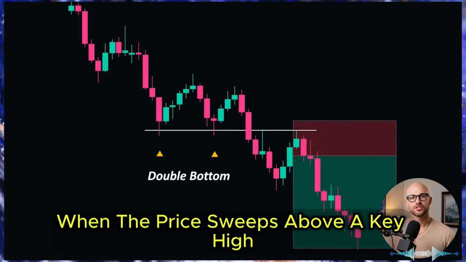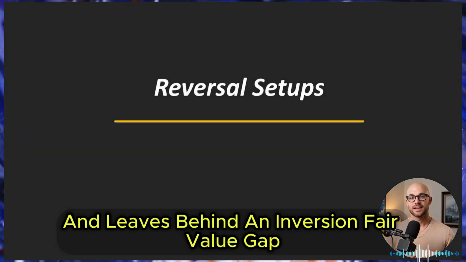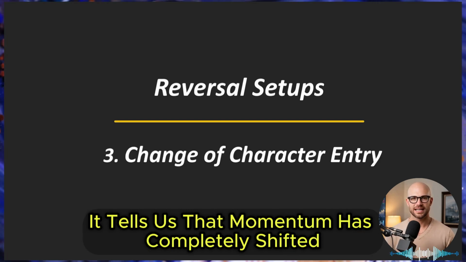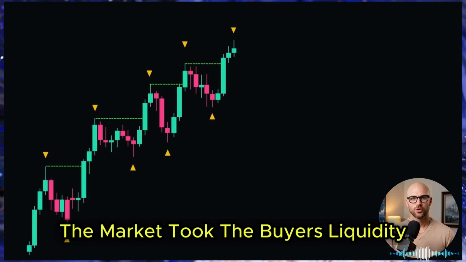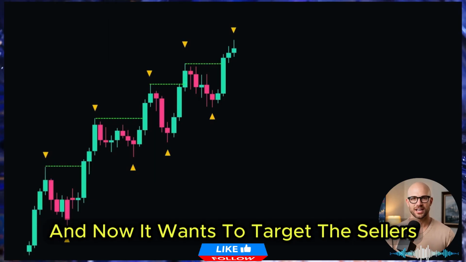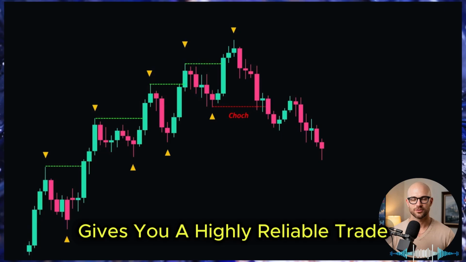When the price sweeps above a key high to grab liquidity, but immediately drops and leaves behind an inversion fair value gap, it tells us that momentum has completely shifted. The market took the buyer's liquidity, and now it wants to target the seller's liquidity on the downside. Combining these two elements gives you a highly reliable trade.